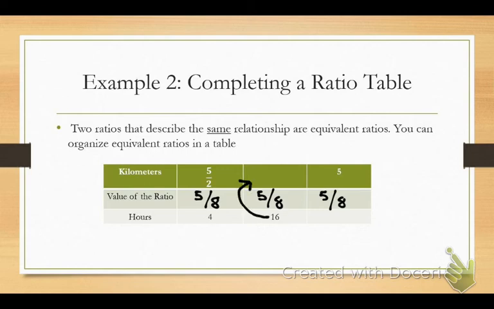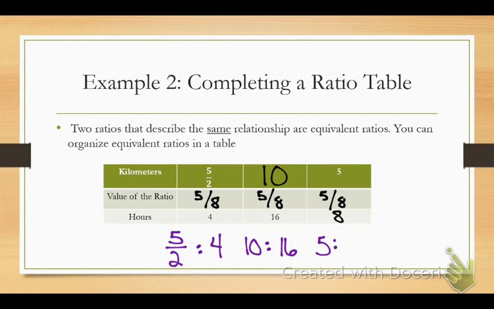All right, so on the second one, I'm going from the bottom value to the top value. So what do I need to do? Multiply. And when I multiply, what do I get? 10. Now in the third value, I need to divide. And what do I get? 8. So now pull them out. Write your equivalent ratios. 5/2 to 4, 10 to 16, and 5 to 8, ironically.